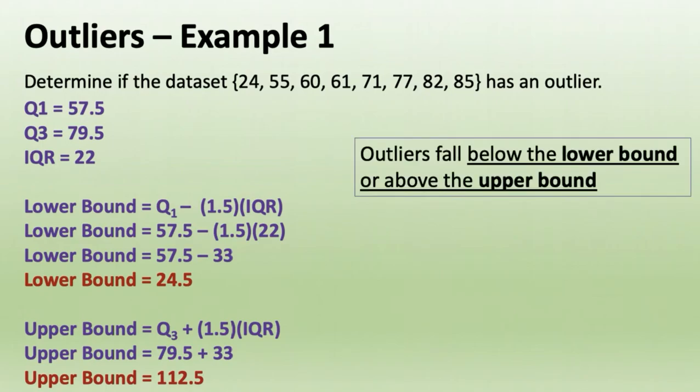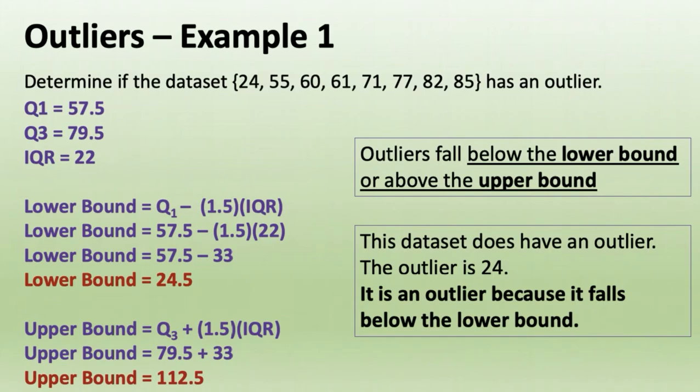Remember, once I find my lower bound and my upper bound, this is how I determine if there's any outliers. Outliers will fall below the lower bound or above the upper bound. If I look at my upper bound, 112.5, there's no values in this data set that falls above that number. But I do have a value falling below the lower bound. That value is 24. 24 falls below 24.5. So this data set does have an outlier. The outlier is 24. It is an outlier because it falls below the lower bound.